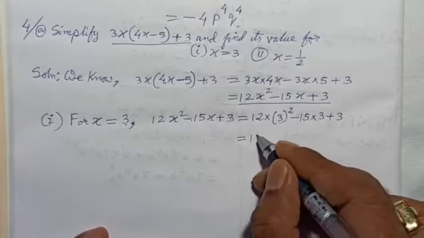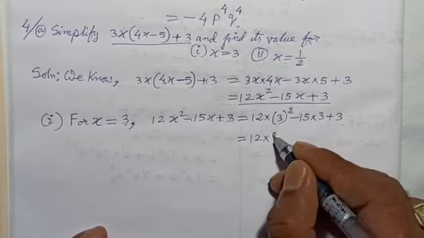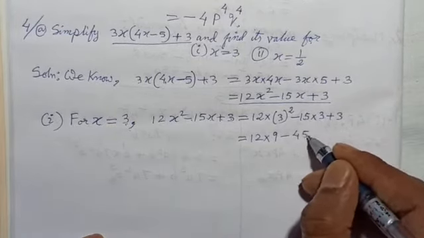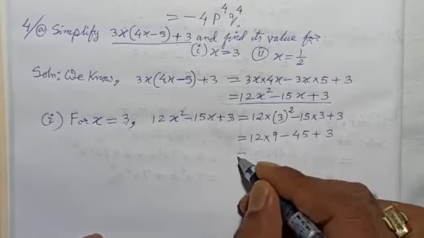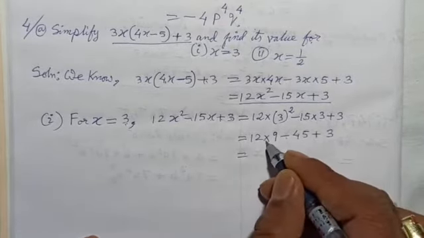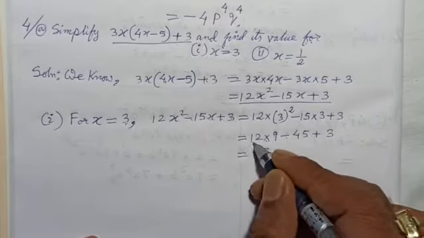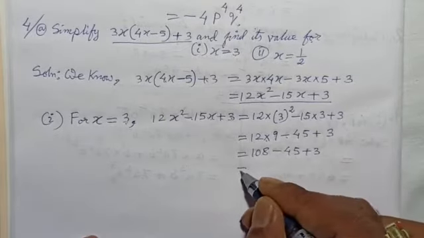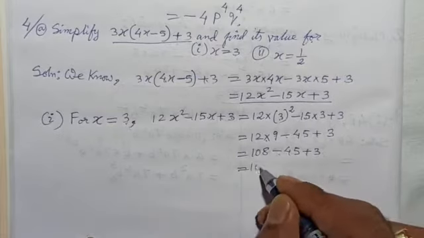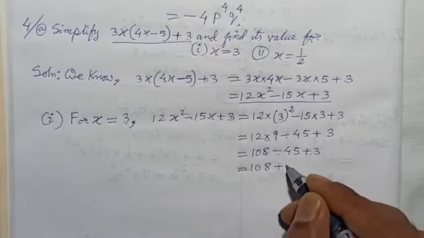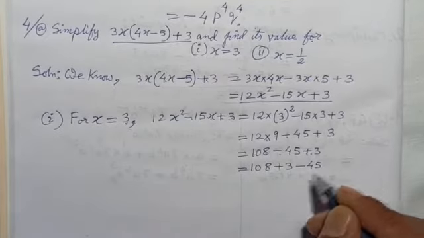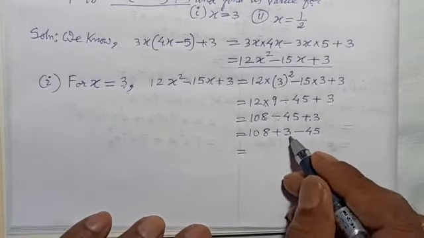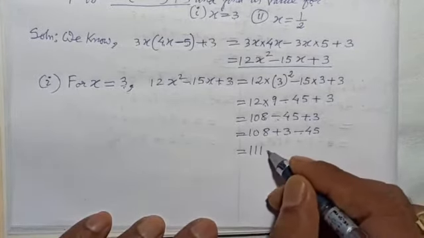Now next step, 12 into 3 square, 3 into 3 is 9, minus. We have to do multiply first, 15 into 3 is 45, plus 3. Here is multiply, here is minus, here is plus, we have to do multiply first. 9 twos are 18, 9 ones are 9, plus 1 is 10, so 108, minus 45 plus 3. Minus and plus, we have to do plus first, so 108 plus 3, which is 111, then minus 45.